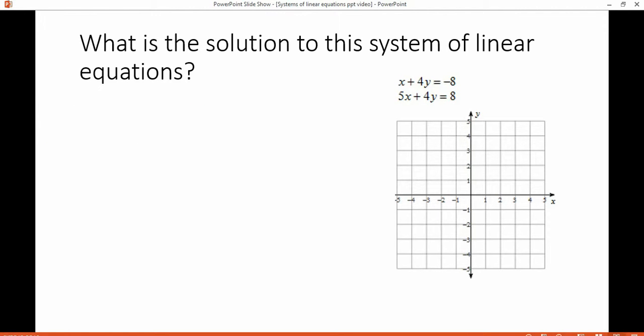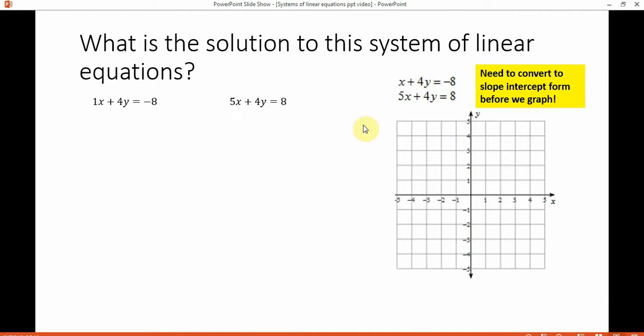Alright. New question. What is the solution to this system of linear equations? Now here, we need to convert these to slope-intercept form before we graph them. We can see y is not by itself. We have 4y, we have x, all of this on the same side. We need to get rid of this, and we need to divide out the 4 that's being attached to the y. So let's convert both of these into slope-intercept form.